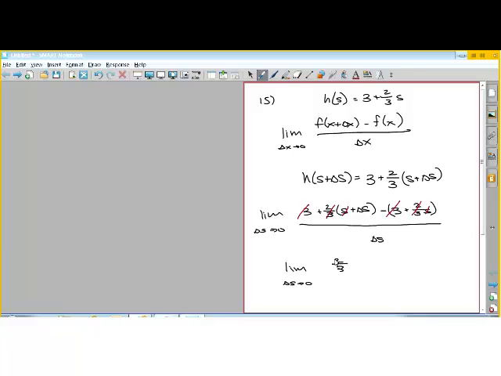So we'll have 2/3 times the second part, 2 times delta s. And then we divide by delta s, and the delta s's cancel out. And so you end up with the limit as delta s approaches 0 of 2/3, which is just 2/3, because delta s isn't even involved in this. The limit of a number is the number. So the answer is 2/3.